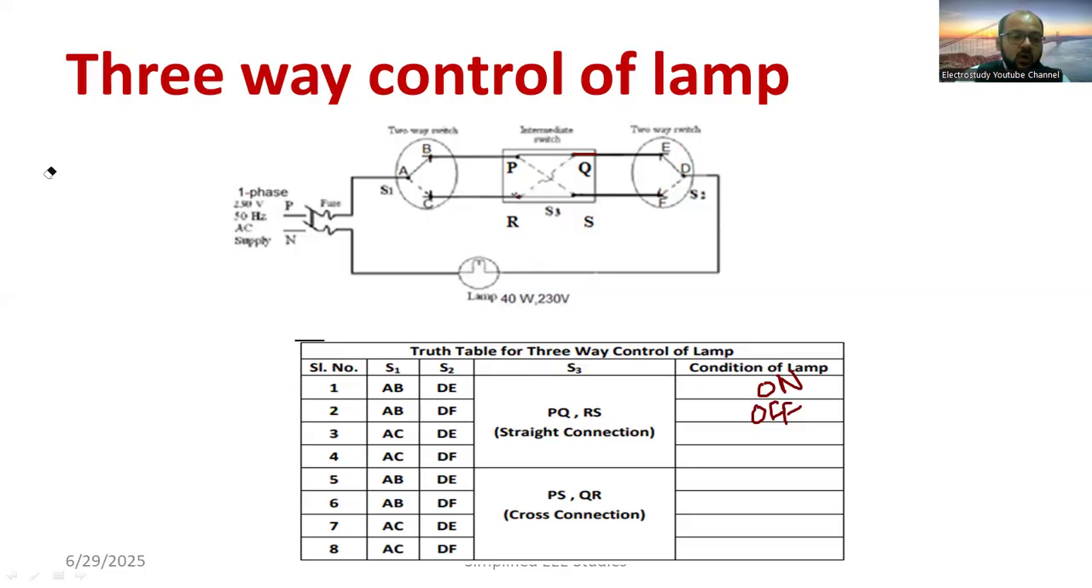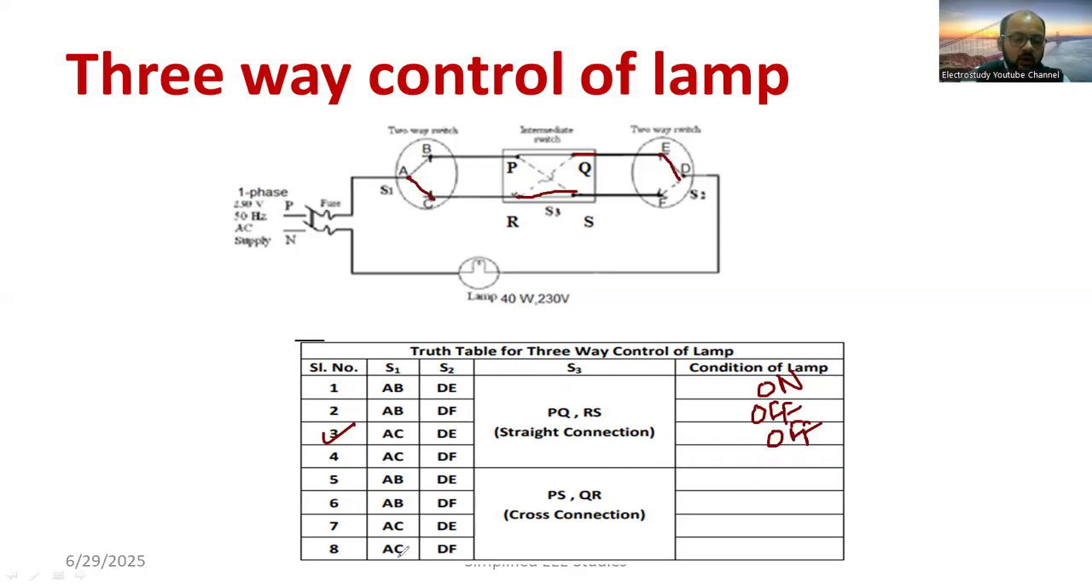Now I just wanted to go for serial number 3, AC and D. So AC, it is by default connection because it is a straight connection. AC and D, right? AC and D means what? It will be off condition only. Remember, it is an off condition.